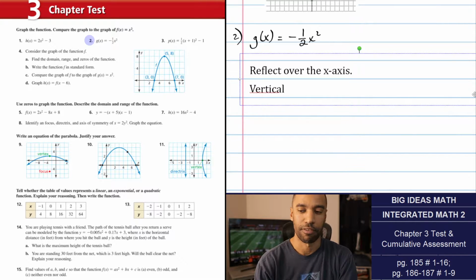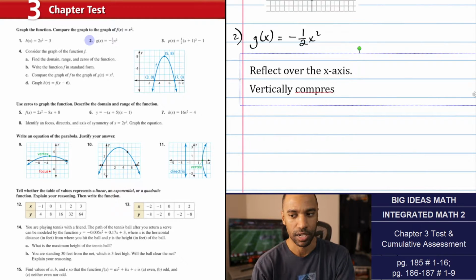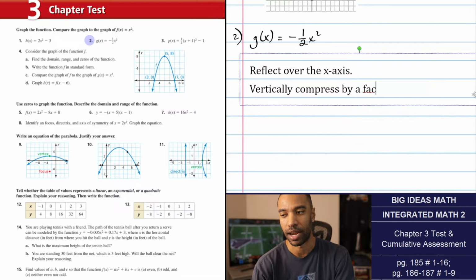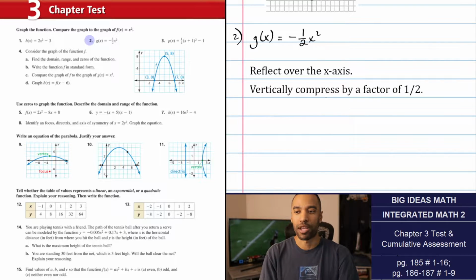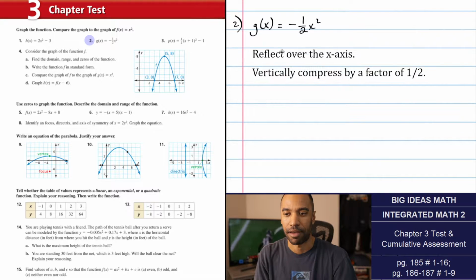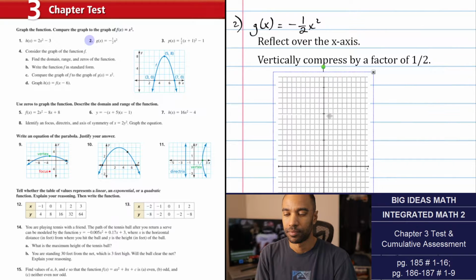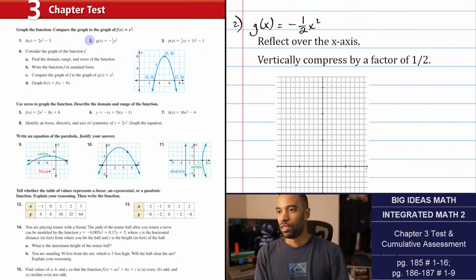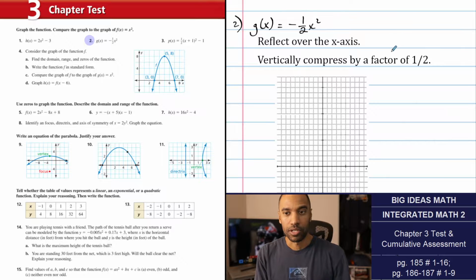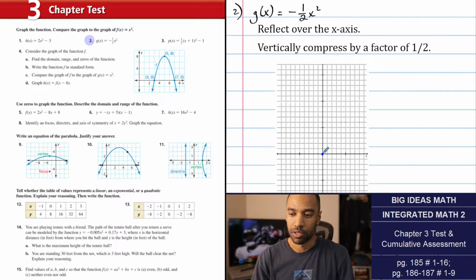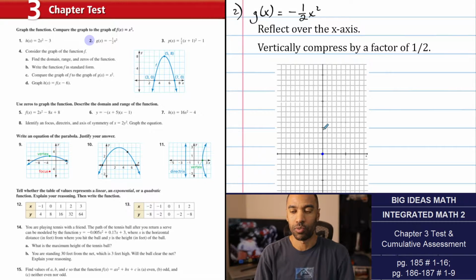And then there's a vertical, not a stretch, but a compression, or a shrink, as they'll probably call it. Vertically compressed by a factor of 1/2. So we'll go ahead and sketch that graph. The vertex is at the origin. On this one, we will start at 0, 0, just like f of x equals x squared would have been.